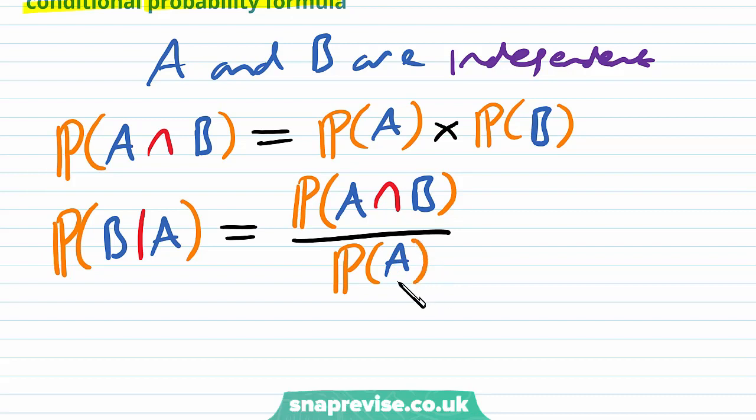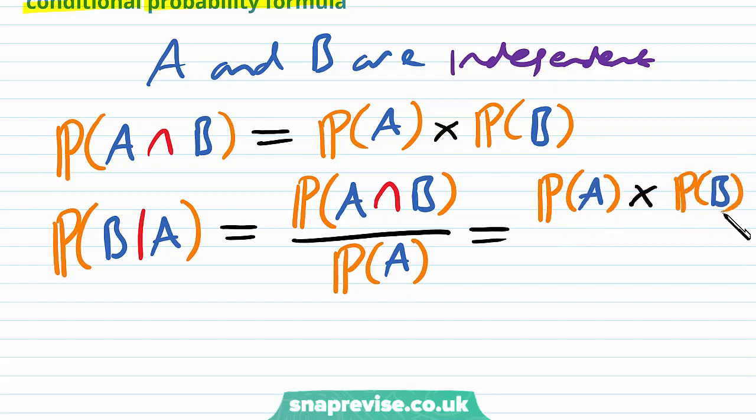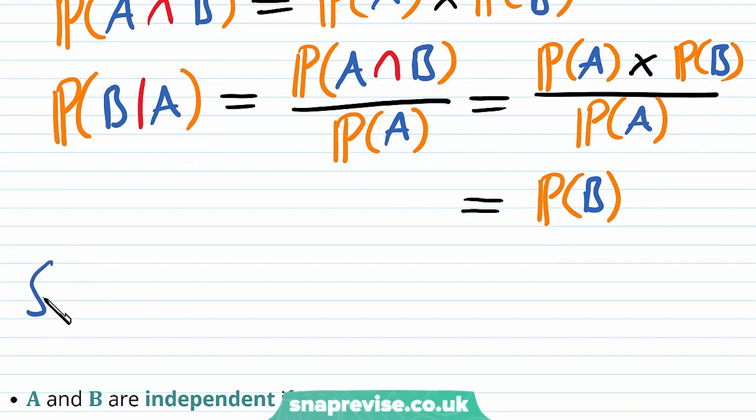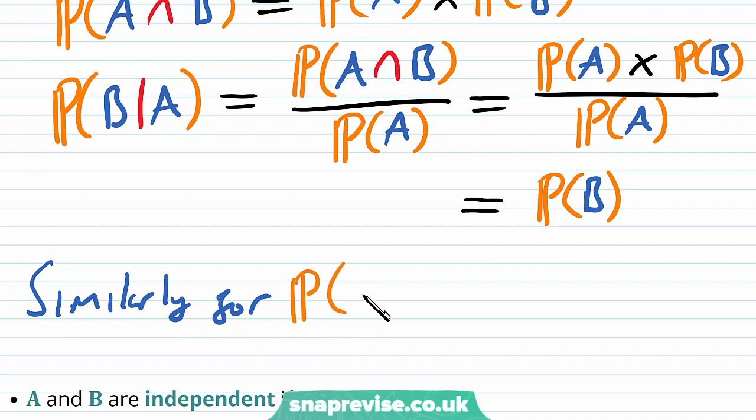But by using our independence multiplication formula, the top is the probability of A multiplied by the probability of B. And since the bottom is also the probability of A, this will cancel out from the top and the bottom, and we just get the probability of B, i.e. the probability of B given A is just the probability of B. A has no effect.